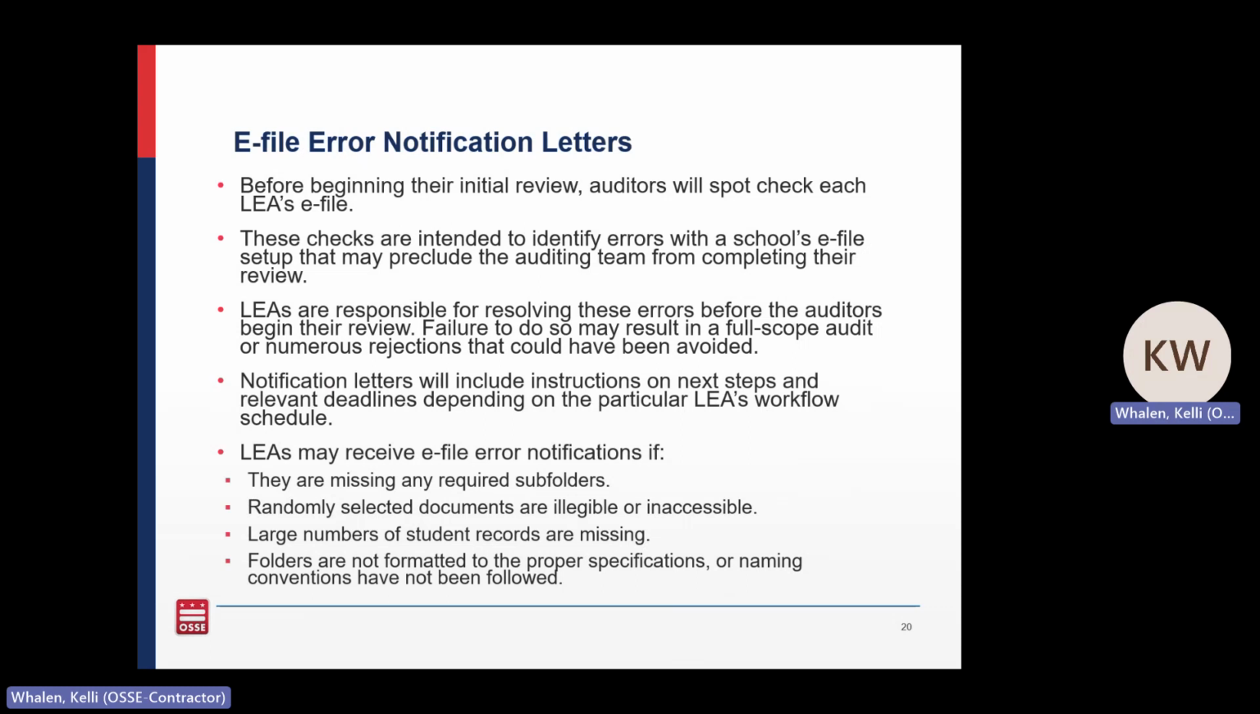Some reasons why you might receive an e-file error notification are if you're missing subfolders, if a randomly selected set of documents are illegible or inaccessible, meaning they can't be read or can't be opened for some reason. If large numbers of student records are missing, like an entire grade or an entire segment of the alphabet, or folders are not formatted to the proper specifications, or the naming conventions have not been followed, and auditors can't tell which documents belong to which student.